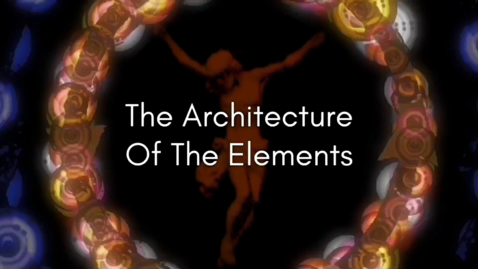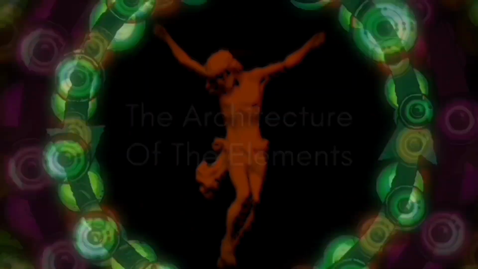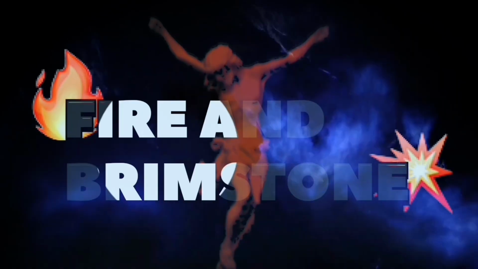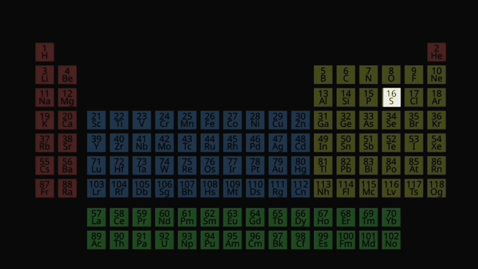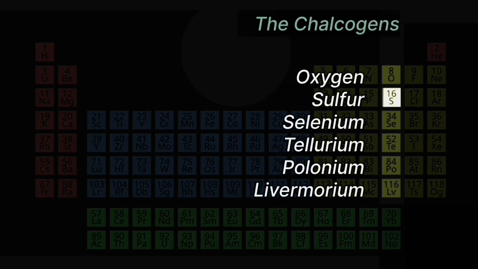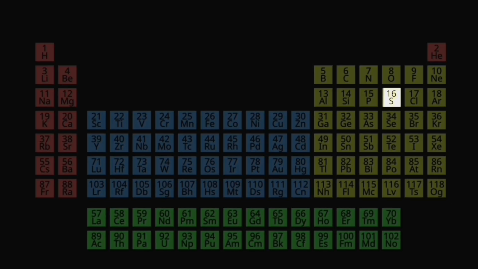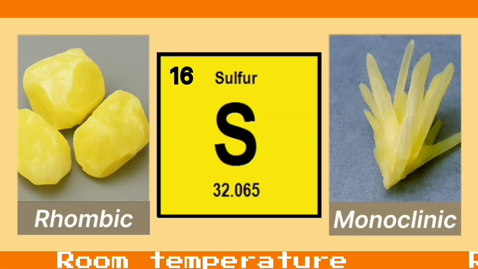Liars and murderers have their part in the lake of fire and brimstone. Brimstone is in Group 16 under oxygen. Sorry, I mean sulfur. Group 16, the chalcogens, another p-block element with atomic number 16.